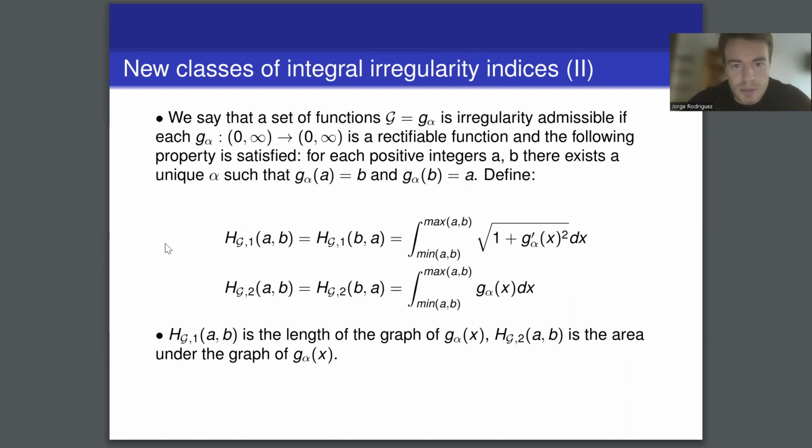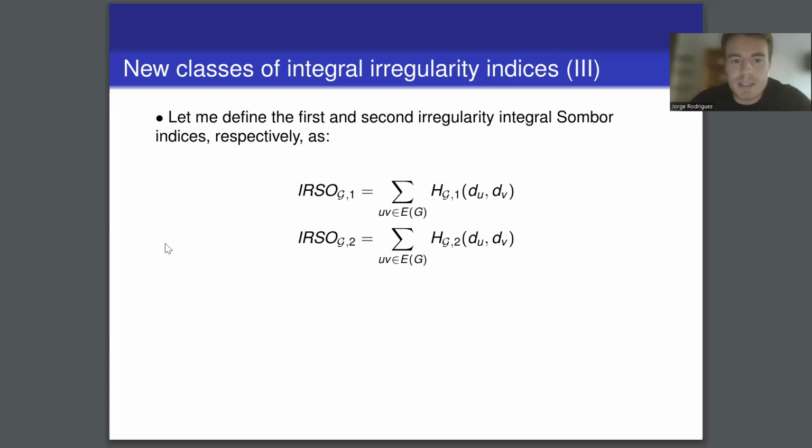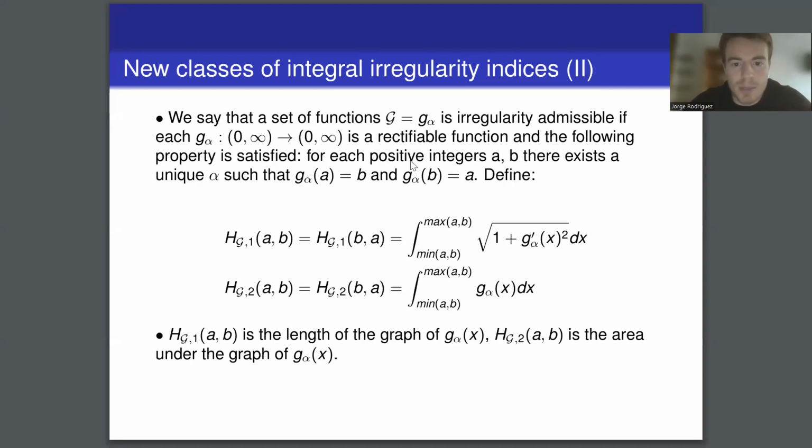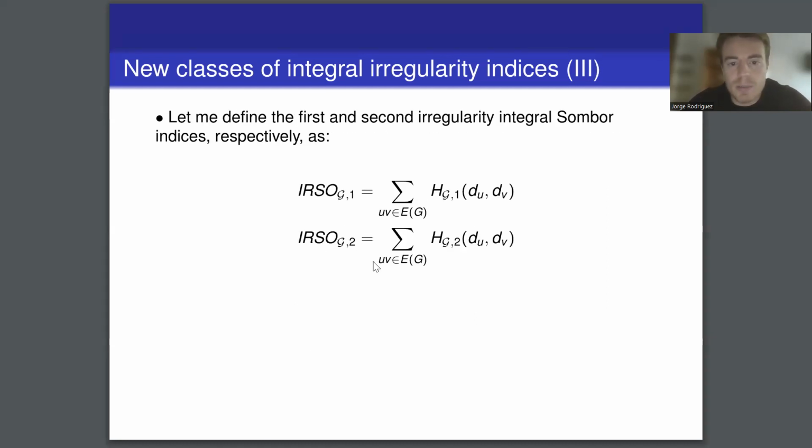So with these two objects, we're going to build the irregularity Sombor indices, which are as follows. The irregularity Sombor index 1 is going to be the sum over all the edges connecting vertices UV of this first object, the length of the graph. So we are going to be summing up over all the edges connecting two vertices the length of the graph. And the second irregularity Sombor index is going to be the sum over all the edges connecting two vertices of the second object, the area under the graph.